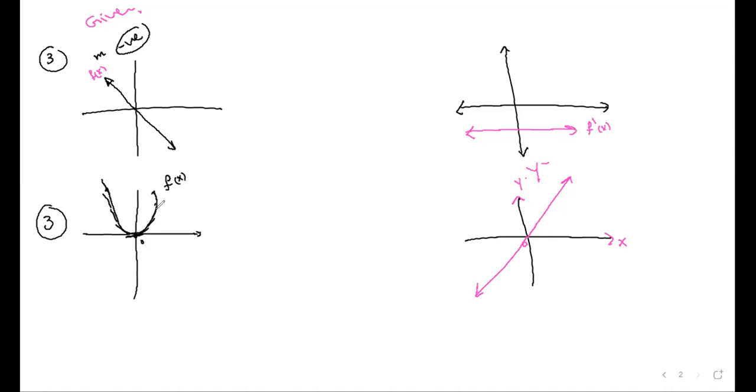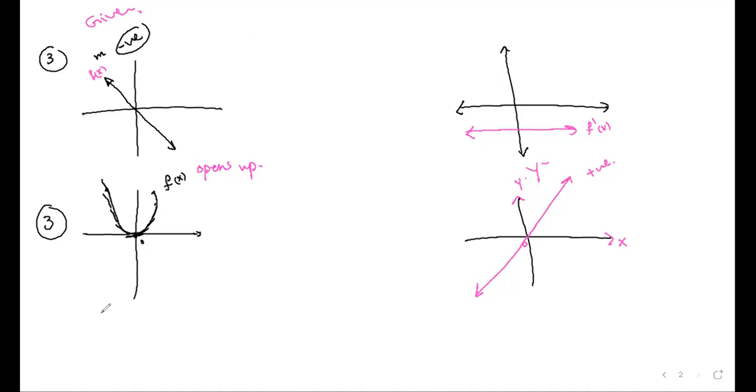If the graph of the given function is quadratic, so the sketch of the derivative of this quadratic function, which opens what? Up, is a linear function with a positive slope in this case, okay? Represent increasing.